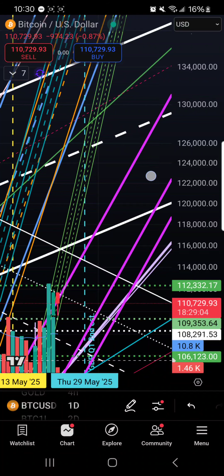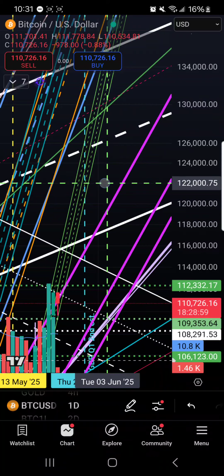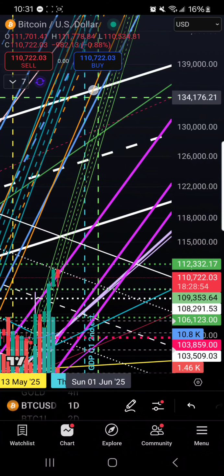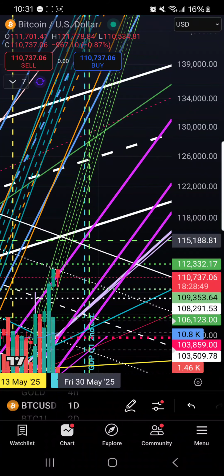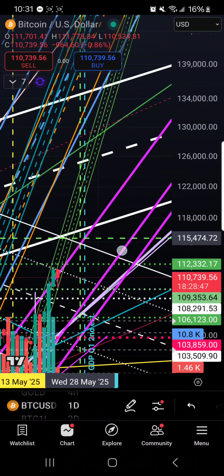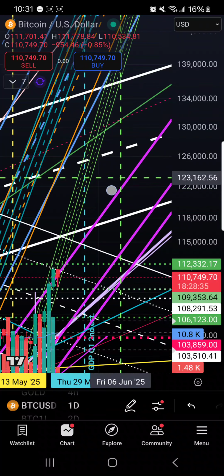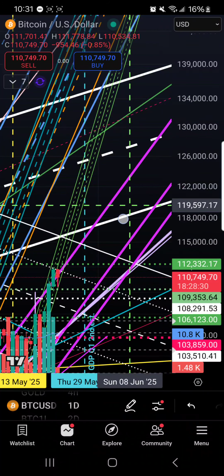Oh, that's the other thing. Remember the famous, the most important channel in Bitcoin history, the white channel. Now we've fallen way below that and are just coming back up to it. And that is currently, if we went straight up from here, at 115, 116. So that could play a big role in what happens here.